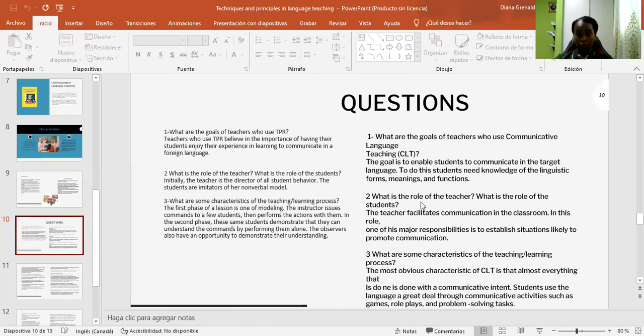Another one is, what is the role of the teacher and what is the role of the students? The role of the teacher is to facilitate or guide the students with materials, but making it in an easier way. And the student's role is to pay attention and, let's say, be responsible as well.